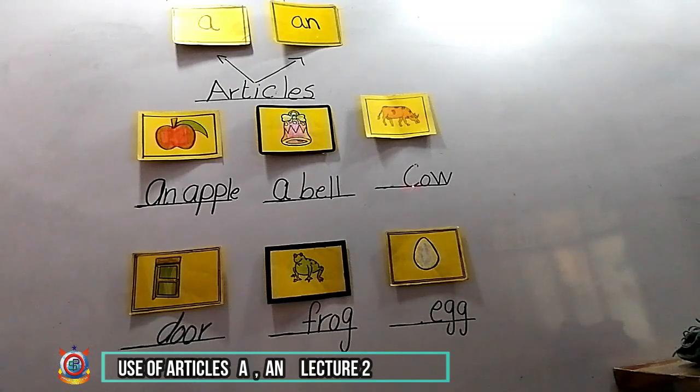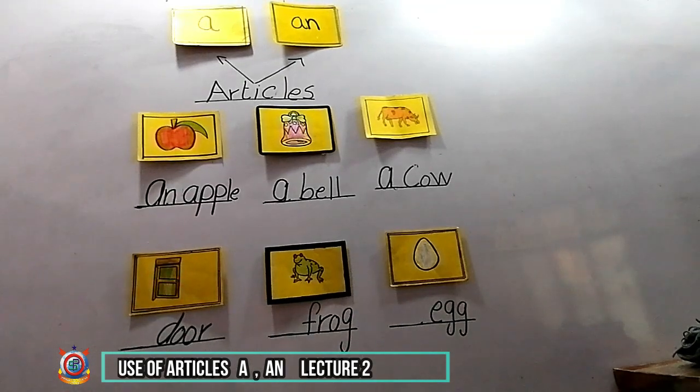Very good. This is consonant. Very nice. So, what did you write here? Come on, answer me. Yes, I know you are so intelligent and you know it. Yes, with consonant, we write a. A cow. Yes.